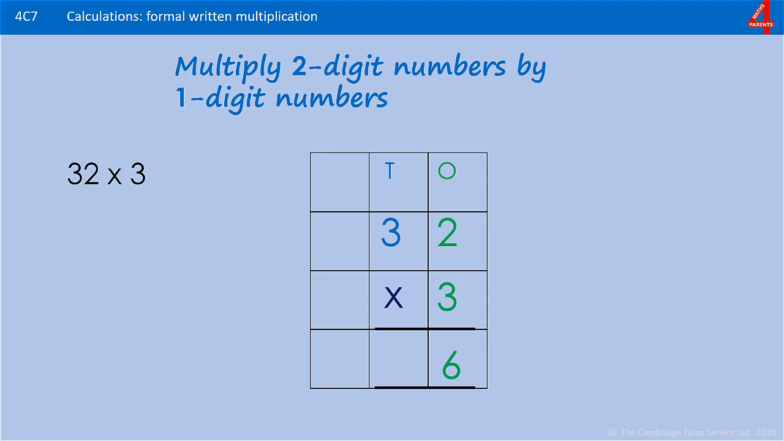Now we're multiplying 3 ones by 3 tens. What we're really doing here is saying 3 times 30, but because this is a more efficient method and it's meant to be quicker, you can just say 3 times 3, because 3 times 3 is 9, and if you put the 9 in the tens column, it still represents 90, and your answer is 96.